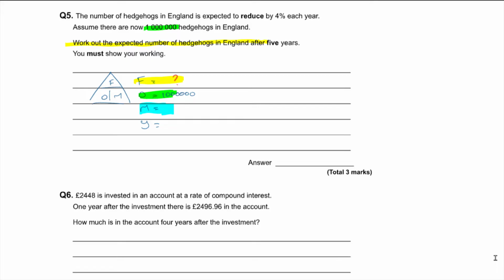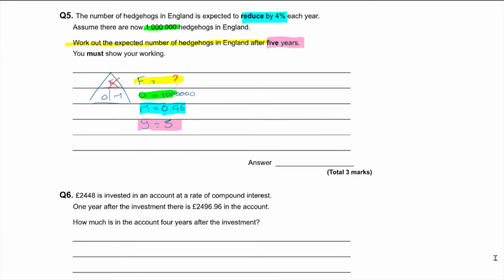That's going to be a reduction of 4% each year. So if you've got 100% and you subtract 4%, that's 96%, which means the multiplier is 0.96. Okay, so that's my multiplier. And then finally, the number of years in this case is 5 years, isn't it? Okay, so that's 5. Crossing off the thing I want to find.